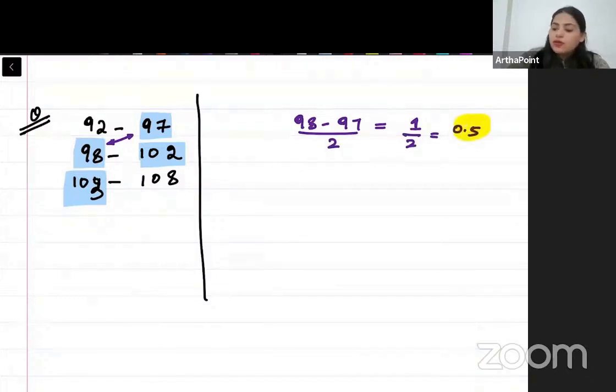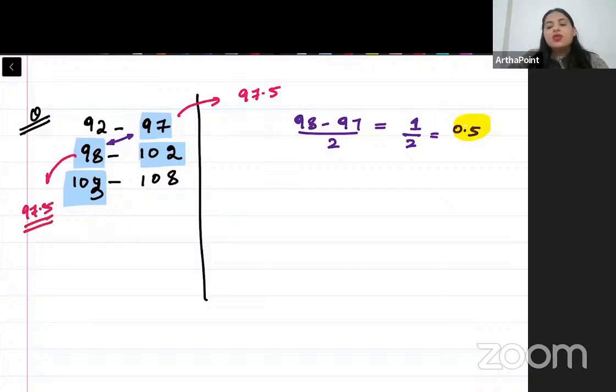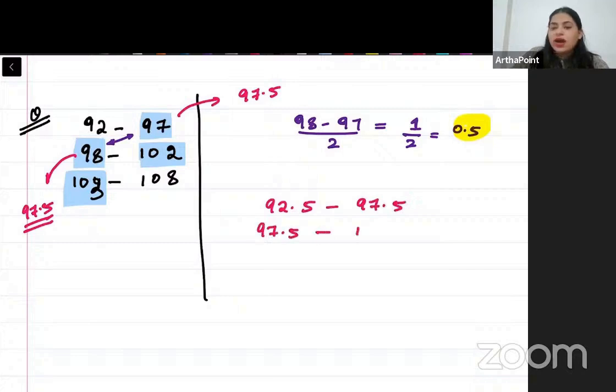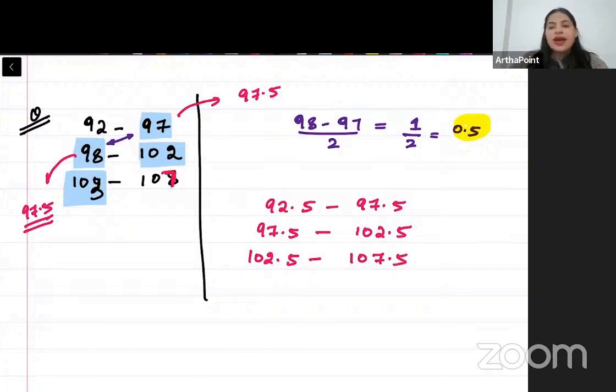What you will do is, from the upper limit, you just add this, right? And from the lower limit, you just subtract this. And you can convert this into a continuous data set. So your data set will look like this: 92.5 to 97.5, 97.5 to 102.5, 102.5 to 107.5, and so on.